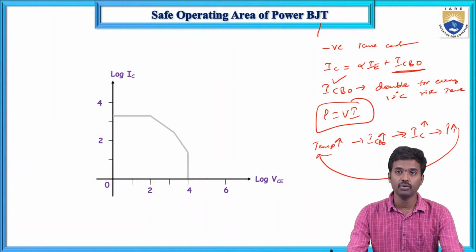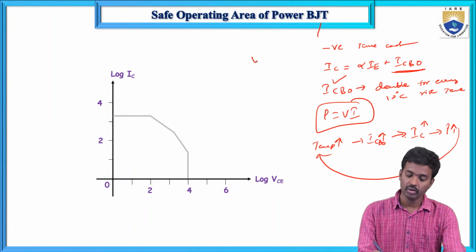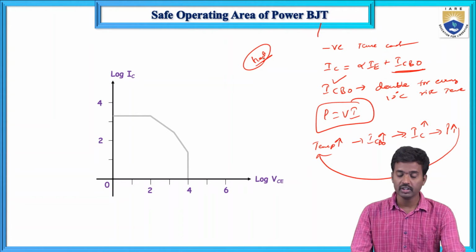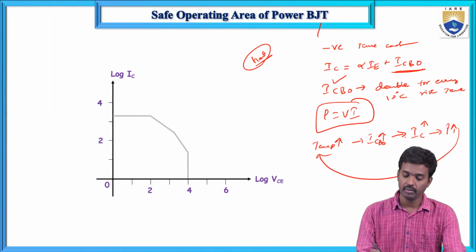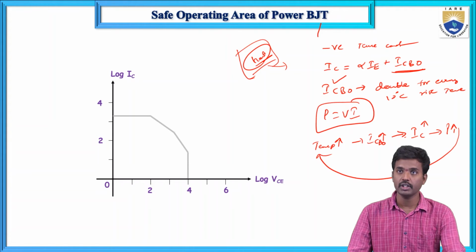Current increasing over the same area results in local hotspots being created. Because of this, the hotspots may cause secondary breakdown. A huge amount of power is dissipated, so the power BJT will break down. This is regarding secondary breakdown.